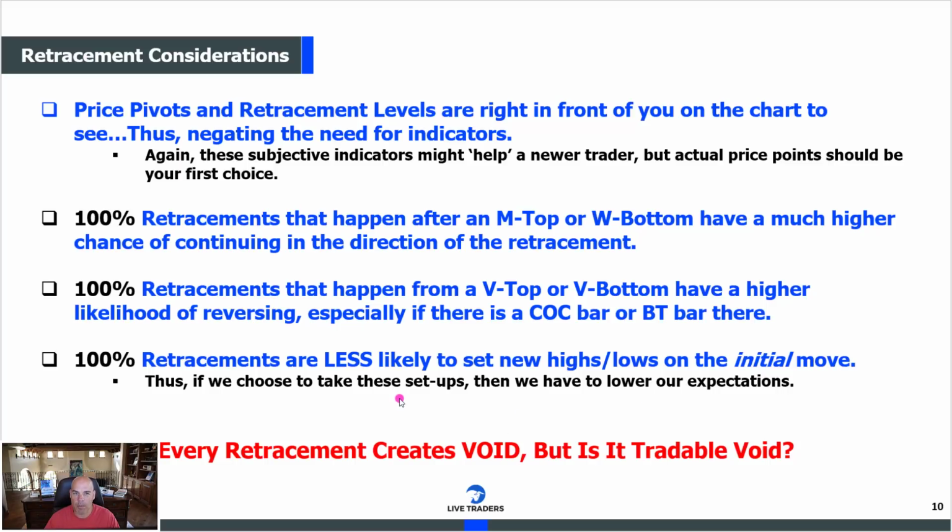So when it gets the initial bounce, you're not expecting it to retest the prior high. You're expecting roughly a 50% bounce, a 50% retracement. So if you're buying a double bottom retest, make sure that your expectation is the prior pivot high at 50%, not 100%. You're not likely going to get 100% retracement on the initial move. It might chop around for a while and then eventually go higher, but the initial move is not going to be 100% retracement. Every retracement creates void, but is the void tradable? That is a question for a different lecture, okay?